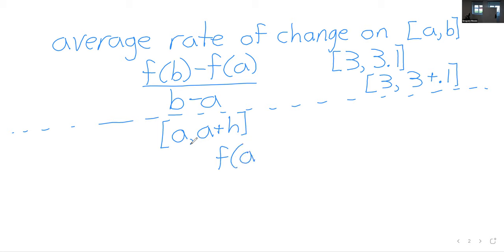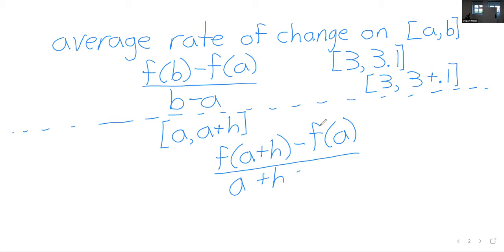becomes F of A plus H minus F of A divided by A plus H minus A. And in the denominator, of course, cancellation occurs. We have an A, we have a negative A.